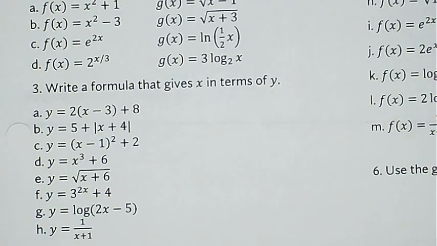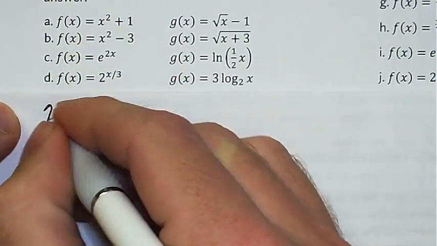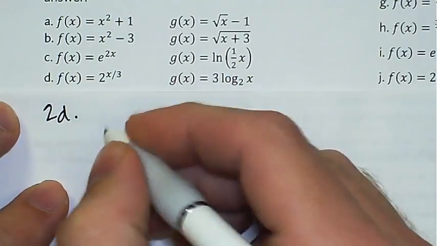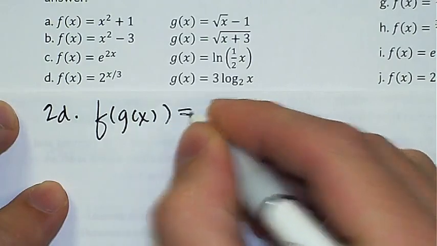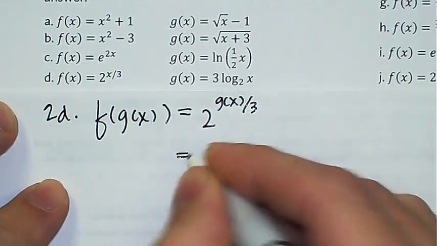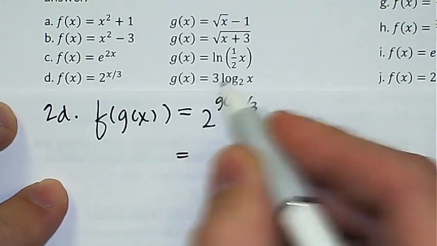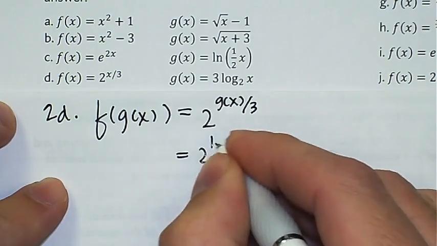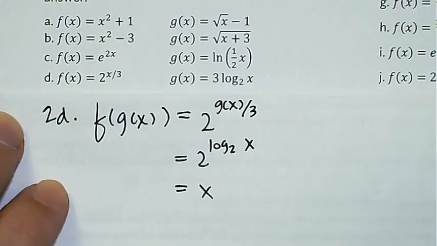And so for D, I'm hoping that, provided I've thought about it correctly, we'll have ourselves a pair of inverse functions. So for this one, f of g of x is going to be 2 to the g of x divided by 3. Well, g of x divided by 3, I'd have 3 times the log base 2 of x divided by 3. Well, 3 over 3 is 1, so that's just 2 to the log base 2 of x, and that's x because these things undo each other.